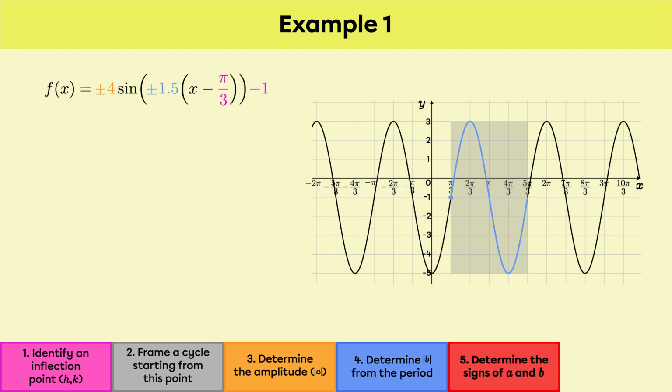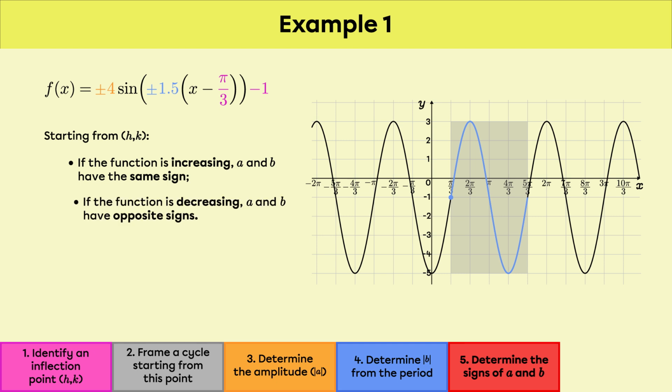Now we need to determine the signs of a and b. Look at the curve of the function starting from hk. If the function is increasing, a and b have the same sign. If the function is decreasing, a and b have opposite signs.